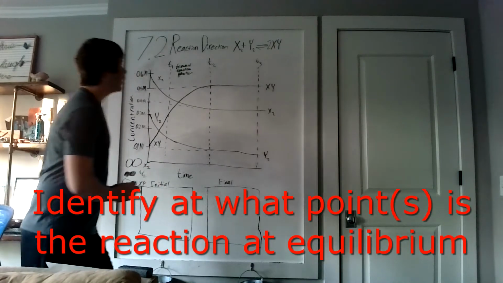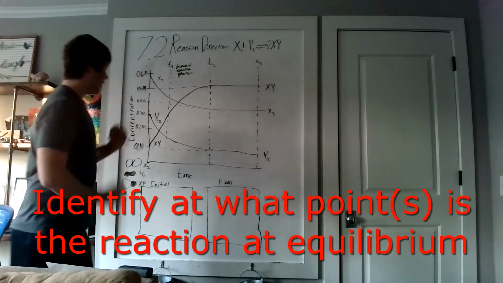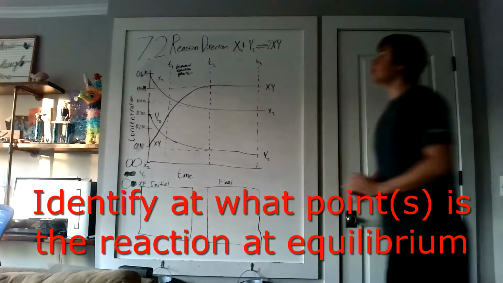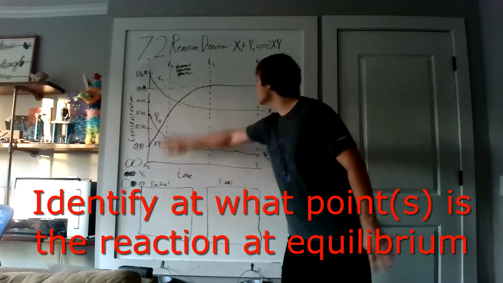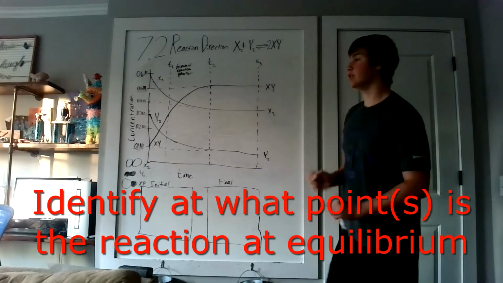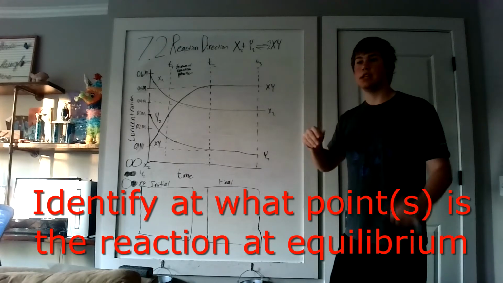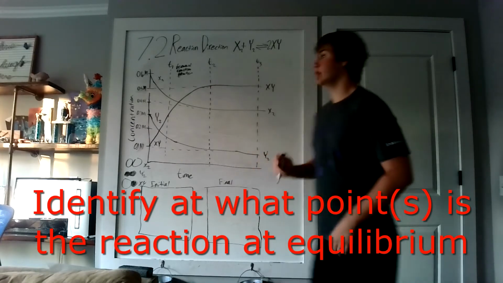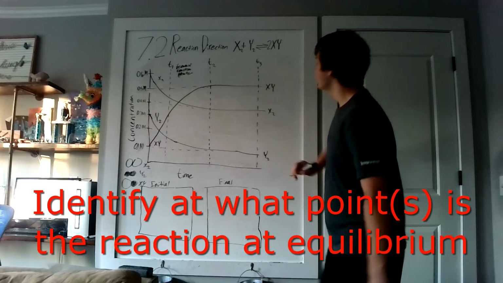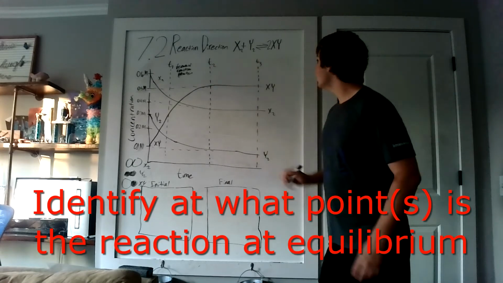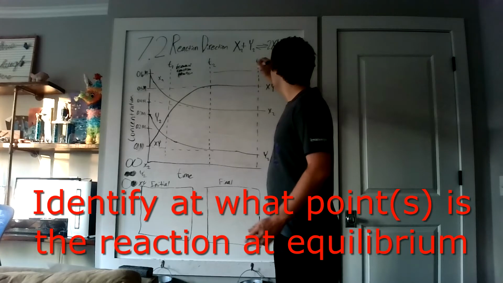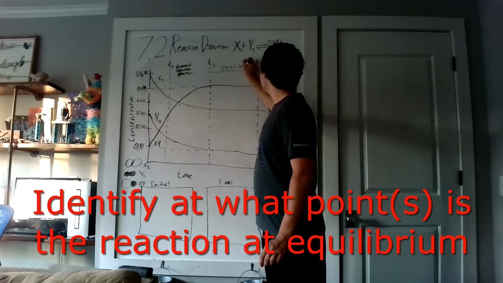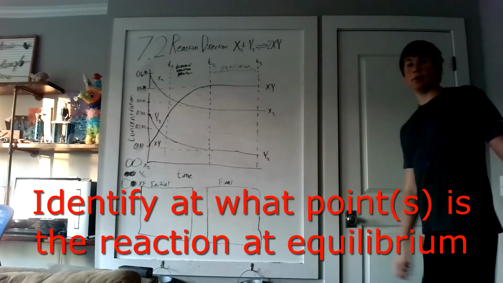Now, identify at what points the reaction is at equilibrium. So, we're looking for where these lines level out. And that lets us know that those values aren't changing and that the forward and reverse reactions are stabilizing and becoming more equal. So, we see that T2 and T3 we're at equilibrium. From T2 on, we are at equilibrium. So both T2 and T3 are at equilibrium.